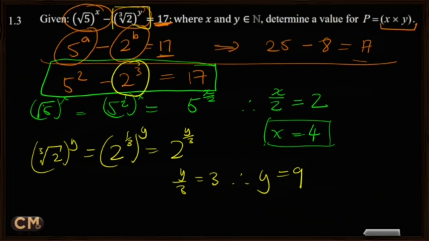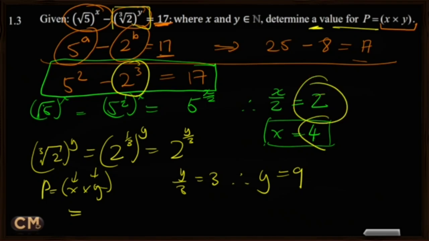So they asked us to determine a value for p. That would mean p being equal to x times y. So that's a value for x we now have, and a value for y. That is going to equal, well, 4 times 9. And that's all equal to 36.